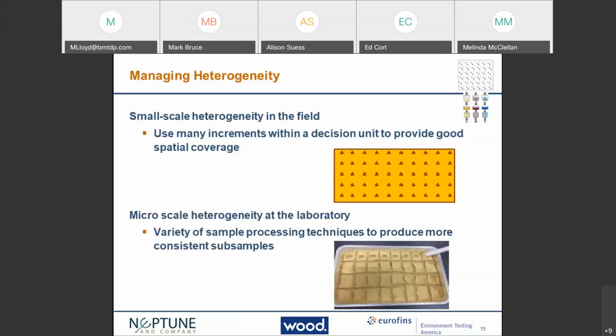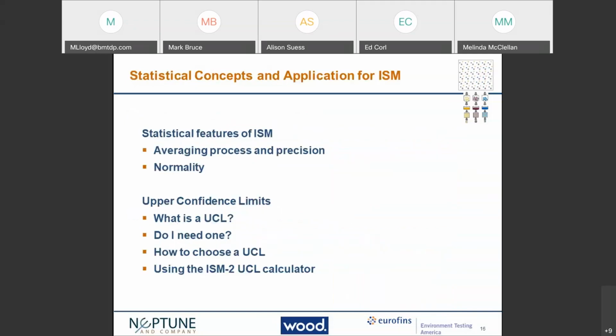So to wrap up this section, it's all about managing heterogeneity. We work on managing small-scale heterogeneity in the field by using many increments within a decision unit to provide good spatial coverage. At the laboratory, we manage microscale heterogeneity with a variety of sample processing techniques, which we'll talk about later on in this presentation, to produce more consistent subsamples that are representative of the field samples that were submitted. So with this, I will hand it off to Haley, and she will take us through some statistical concepts.